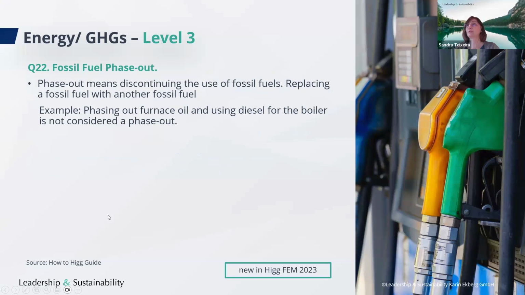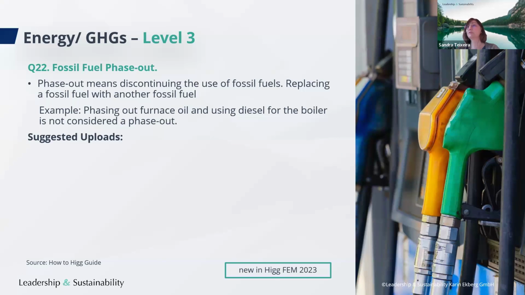So by phase out of fossil fuels, we mean discontinuing the use of fossil fuels. Replacing a fossil fuel by another fossil fuel, like the example here, phasing out furnace oil and using diesel for the boiler, is not considered as a fossil fuel phase out.